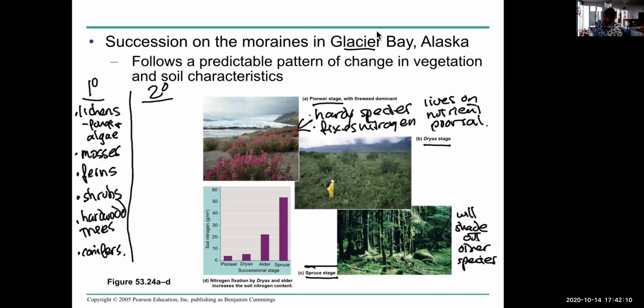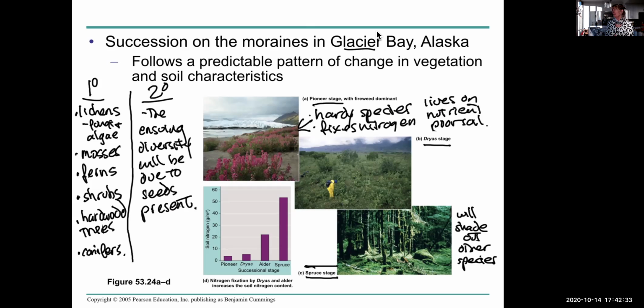Secondary succession, the ensuing diversity will be due to the seeds that are present. And the order in which they occur, it all depends on the species that are present.